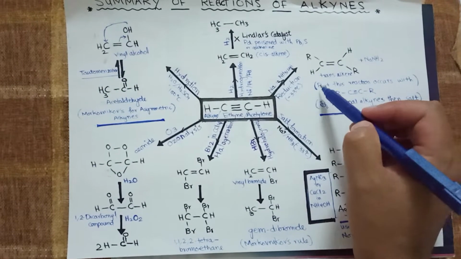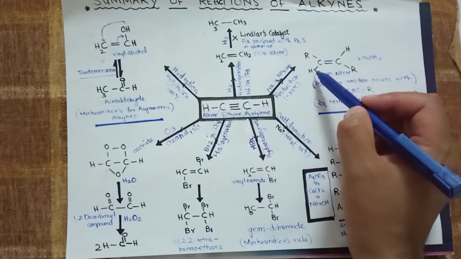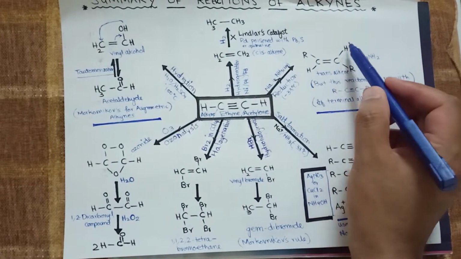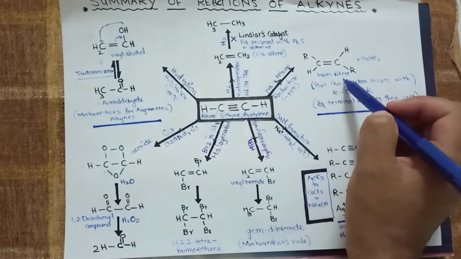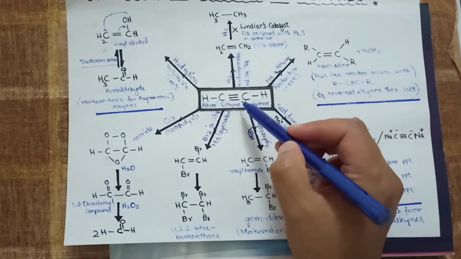So if we don't have a terminal alkyne, then we will get trans. So hydrogen will be added in trans form, and we will get trans alkenes due to the reduction of this alkyne.